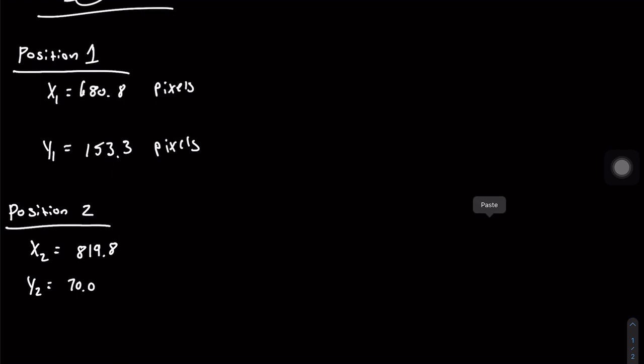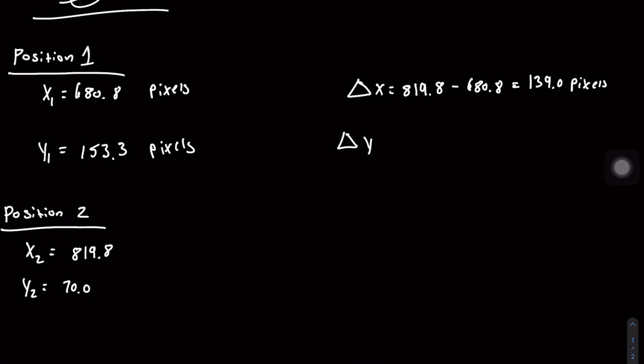Delta x was calculated by taking x2 minus x1, so 819.8 minus 680.8, and that equaled 139.0 pixels. We then calculated delta y by taking y1 minus y2, so 153.3 pixels minus 70.0 pixels. That equaled 83.3.